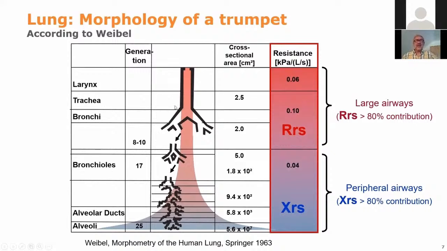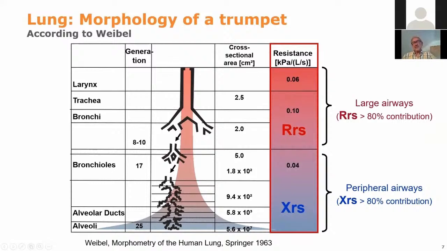as a trumpet. Here you have this trumpet model of Weibel, and we can see that in the central generations of the lung, down to the 8th, 10th generation, there is nearly no change of the cross-section of the airways, even after bifurcation. And only in the central airways is it possible to measure resistance. That means respiratory resistance is a major component of the large airways.